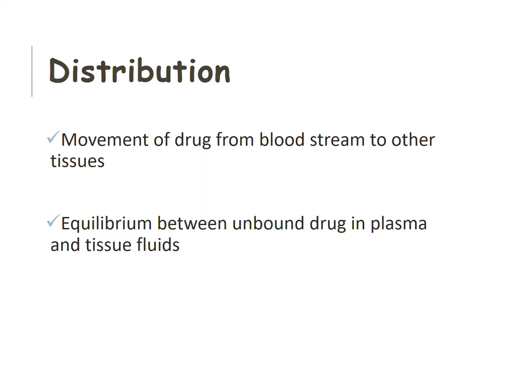Now distribution. Distribution means the movement of drug from bloodstream to the tissue. Movement of drug from bloodstream to other tissues. Absorption was the movement of drug from the site of application to bloodstream. From bloodstream to other tissues is known as distribution. So during the distribution, an equilibrium will be attained, the equilibrium between the unbound drug in the plasma and the tissue fluid.